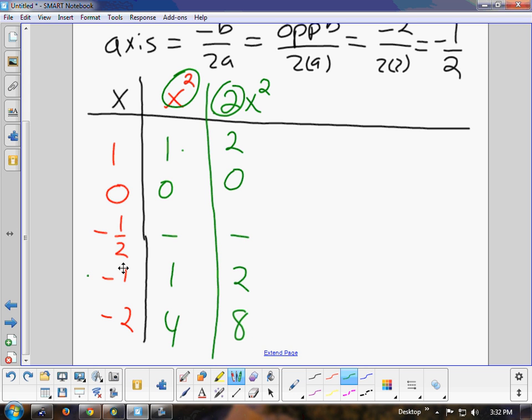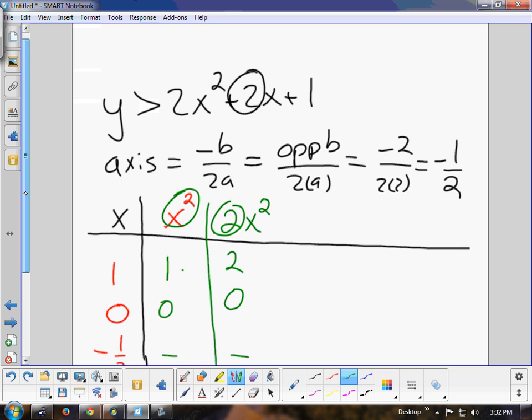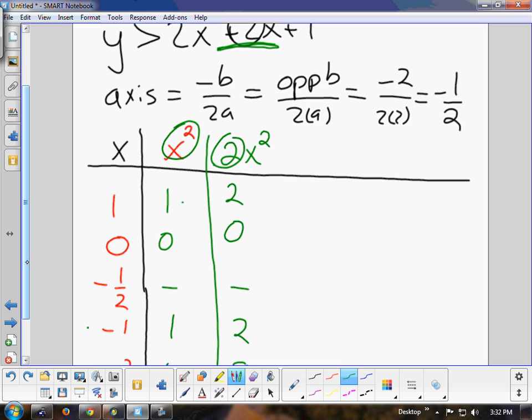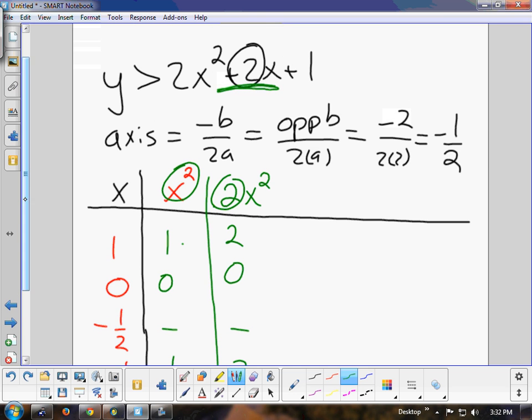Okay. Is it negative 2 in the start? No, it's plus 2x. Plus 2x. Okay, so I'm sorry. It's plus here too. I'm looking at the wrong 2.